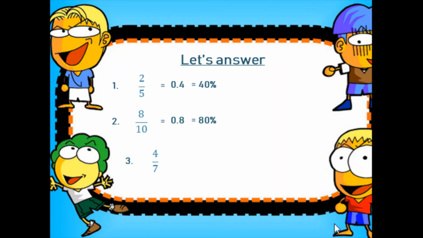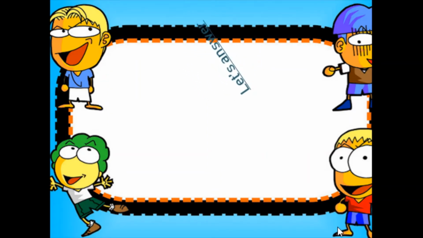4/7 is equal to 0.57. Therefore, its percentage form is 57%. You got this 3 right? Okay, that's good.